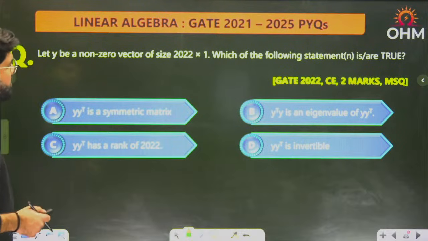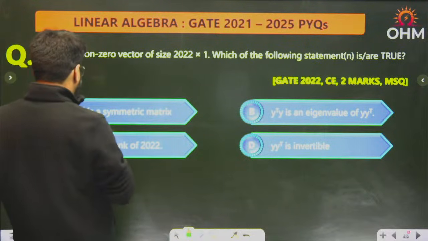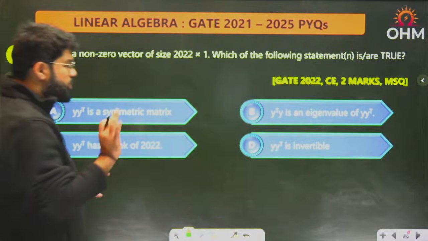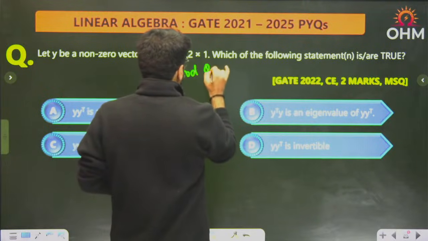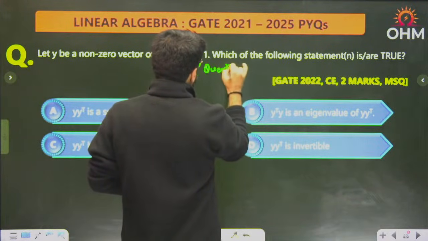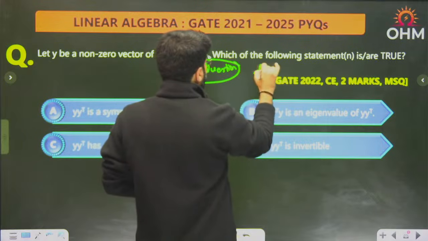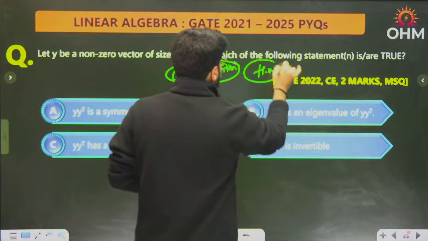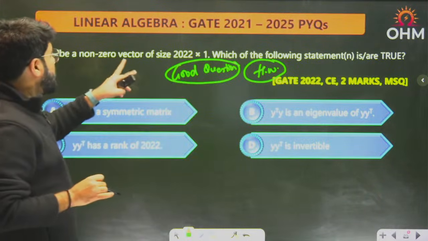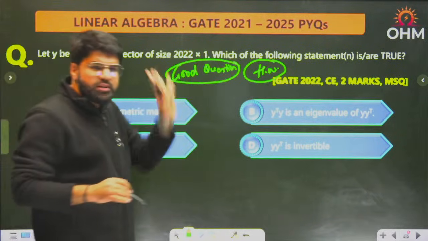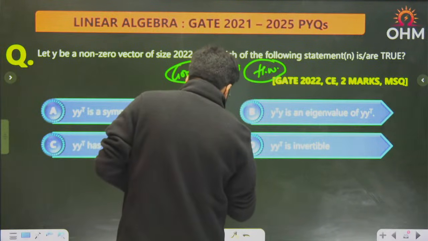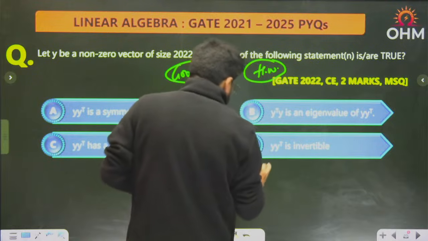Now a GATE 22 Civil 2 marks question on the similar thing, y y transpose and y transpose y. This one is a good question, the rest anyway we have solved. This one will be homework for you. Again remember that y is a non-zero vector of size n cross 1, 2022 cross 1, because the question was framed with 2022. Y is some n cross 1 vector.